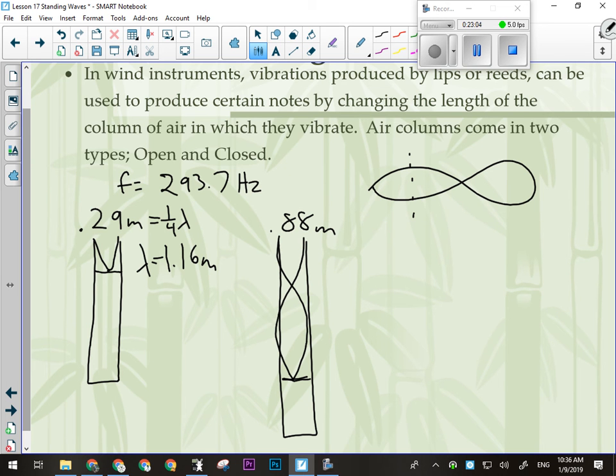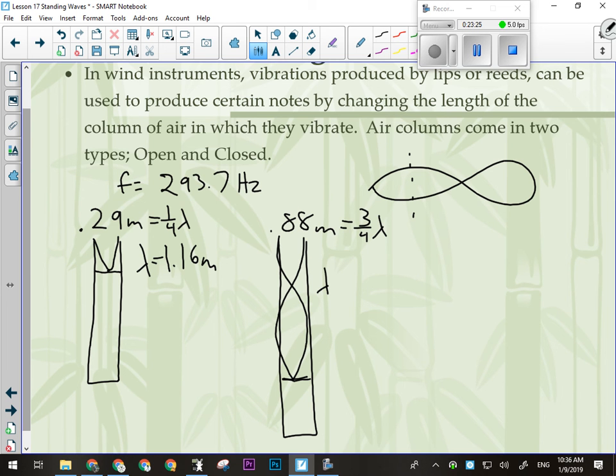It's the next point where an antinode would be at the opening. Okay, everyone follow me there? So it's the next point where there'd be an antinode at the opening. So how many wavelengths are in the tube now? 3/4 of a wavelength. So this equals 3/4 times lambda.